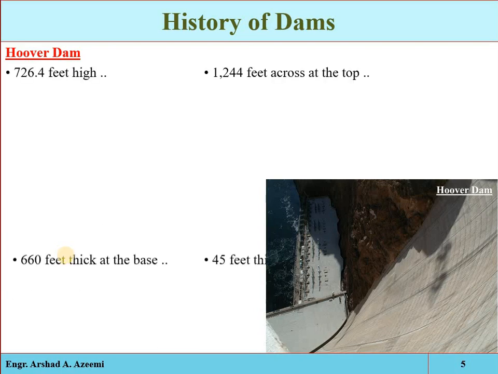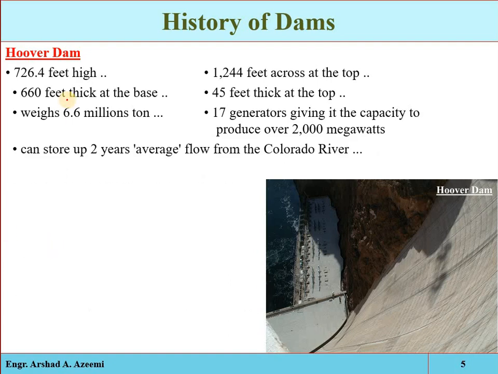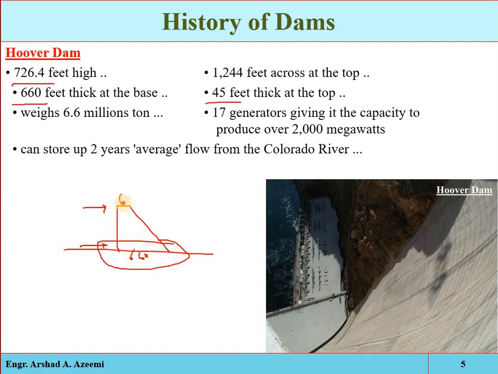And here you can see the specifications: the height of the Hoover Dam is 726.4 feet, and its width at the base is 660 feet, and at the top it is 45 feet. Remember, as we have also discussed, the effect of the pressure at the top is less compared to the effect of the pressure at the base, so the base width will be more than the top width. Its weight is 6.6 million tons, and it can generate 2000 megawatts.